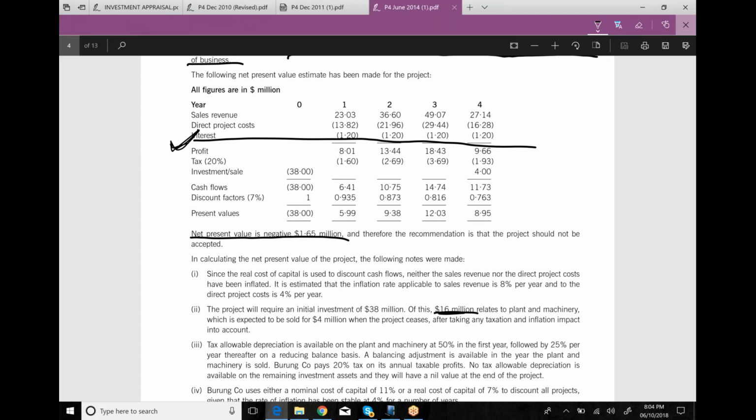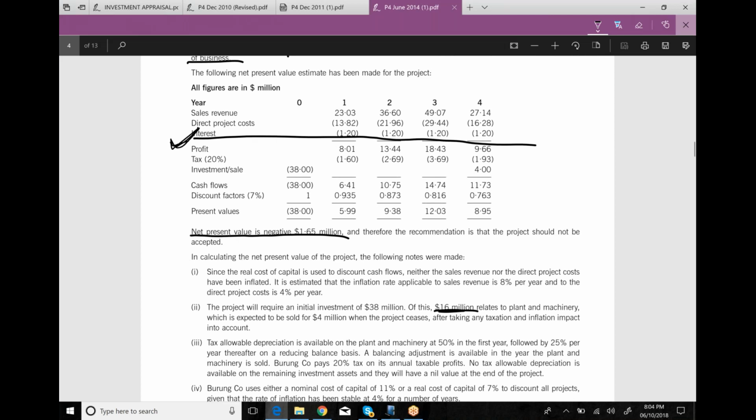Third, tax allowable depreciation is available on the plant and machinery at 50% in the first year, followed by 25% per year thereafter on a reducing balance basis. Depreciation is not taken into account in this calculation, so again, this is a mistake. I will rectify it. Now you will minus your depreciation.